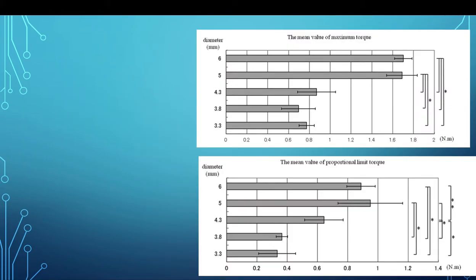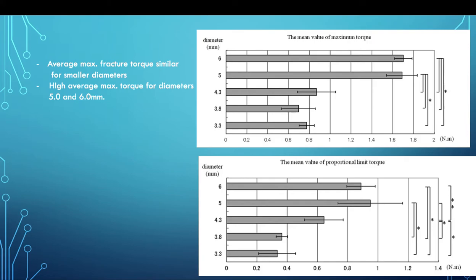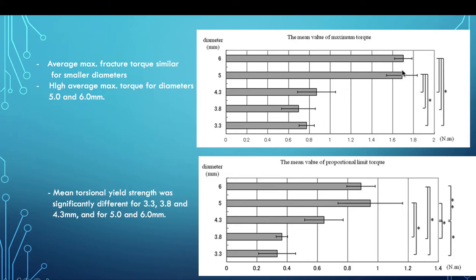The graph on top shows the mean value of maximum fracture torque strength. The mean maximum fracture torque were quite similar for diameters 3.3, 3.8, and 4.3. On the other hand, the mean maximum fracture torque for 5 and 6 millimeters were quite high, as we can see. The graph below shows us the mean torsional strength, which was significantly different for all the diameters.